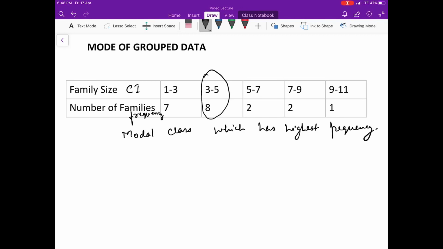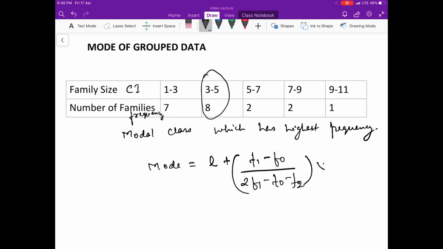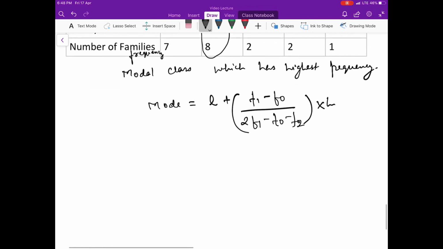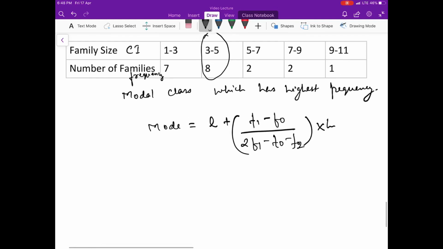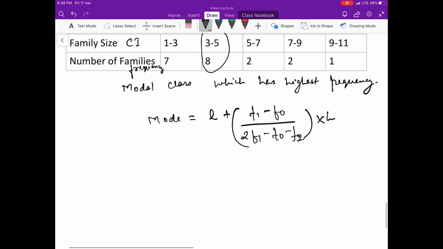The formula for finding the mode of grouped data is: mode equals L plus (F1 minus F0) divided by (2F1 minus F0 minus F2), into h. Let us understand all the terms used in this formula. We should first know what the terms are, and then we will calculate the mode of the above table.